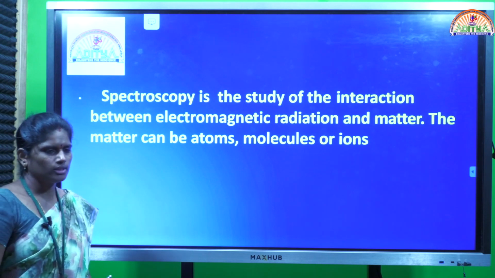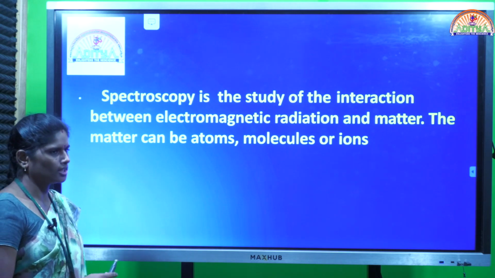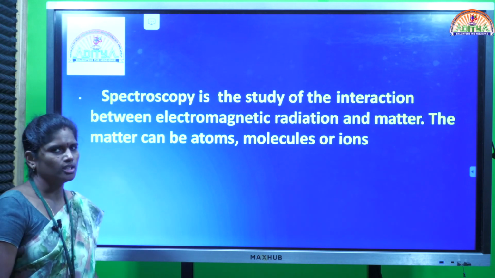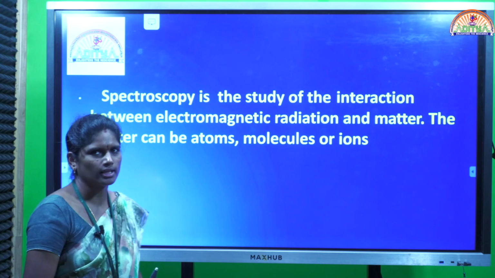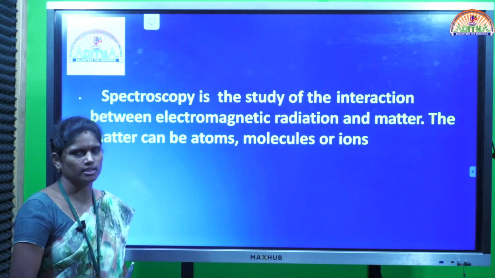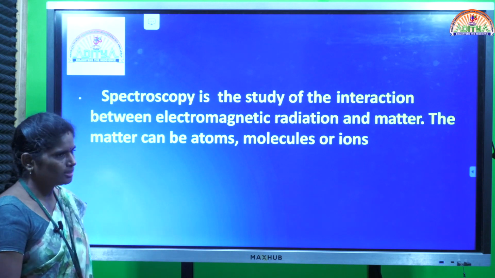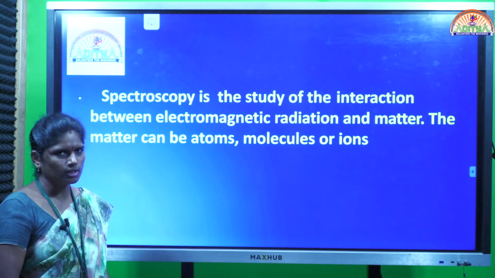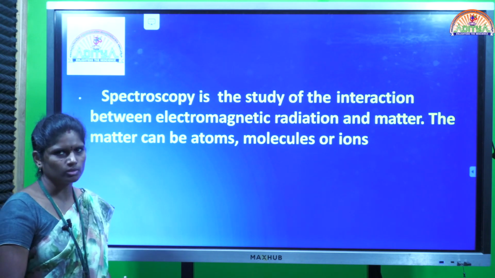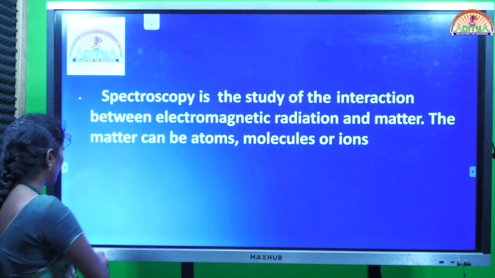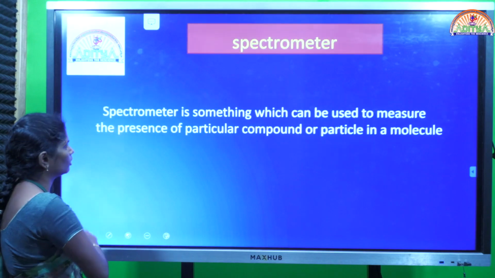So spectroscopy is basically defined as the study of interaction of the matter with electromagnetic radiation. So the interaction between the matter as well as the electromagnetic radiation can be simply called spectroscopy. And here the matter will be in the form of either atoms or molecules or ions.